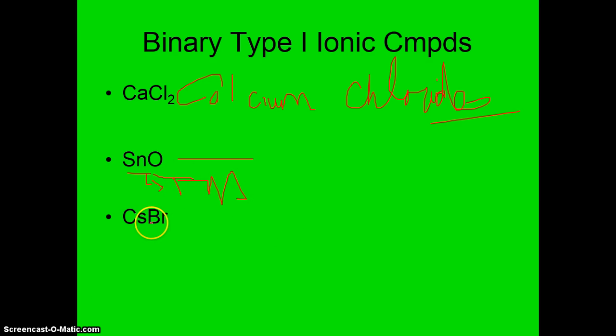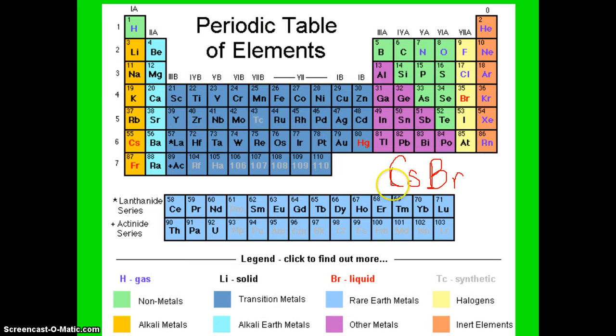Let's look at CsBr. Is it binary? Yes, it is. Do we have a true metal and a non-metal? Well, let's stop and see if we do. So let's look at our last example, CsBr. So we find where Cs is. That's over here in the alkali metals. It is a true metal, so we are dealing with a type 1 binary. Bromine is over here, making it a nonmetal, so it's a type 1.